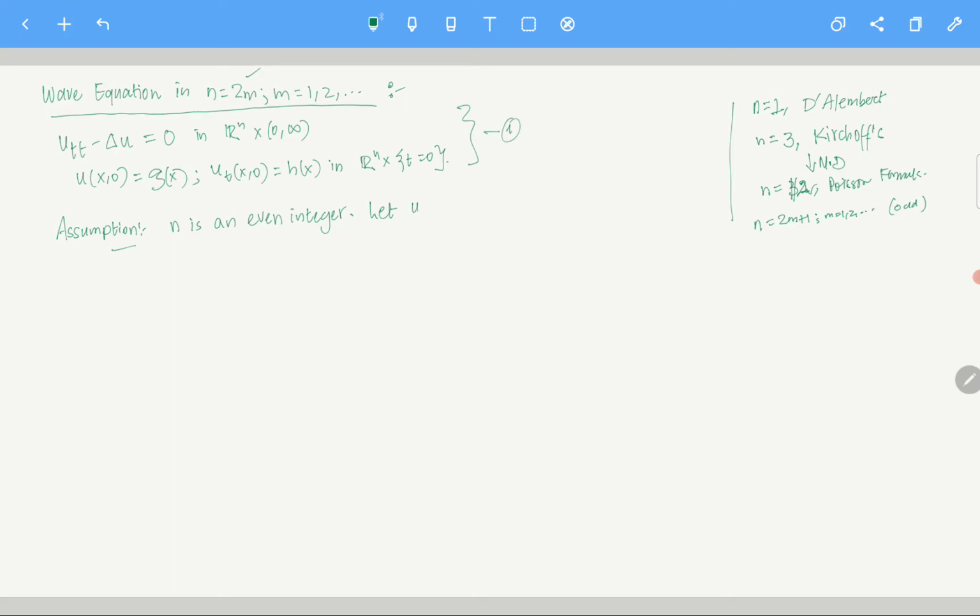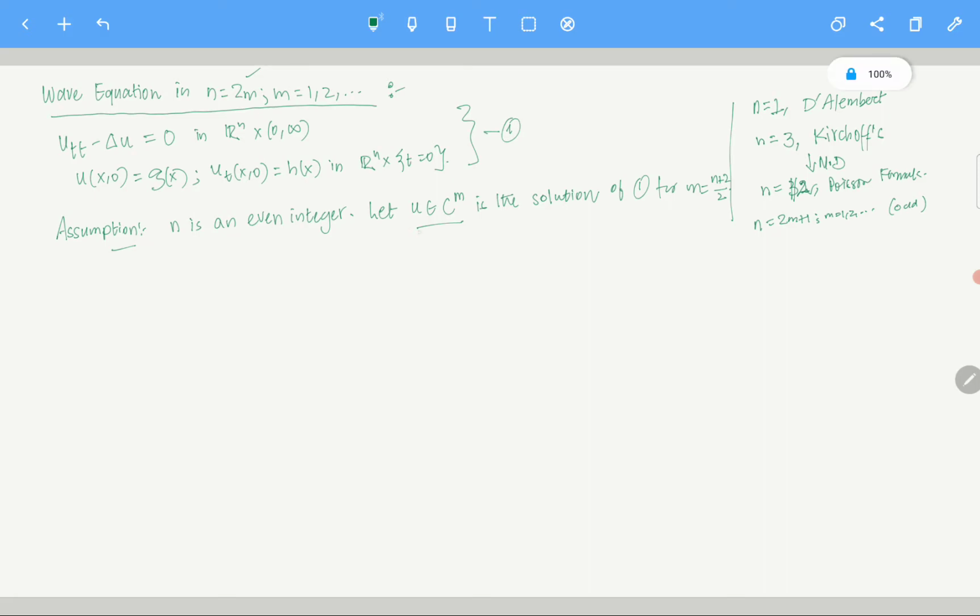So let u in C^m be the solution of 1, for m equals (n plus 2) by 2. See, in 2 dimensions, let's say n equals 2, you have (2 plus 2) by 2, which is 2. So m equals 2. So basically you need u to be in C^2 in 2 dimensions. And as you go to higher dimension, that is the regularity which you need.